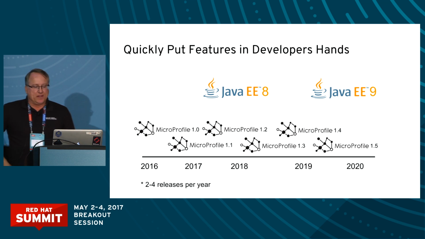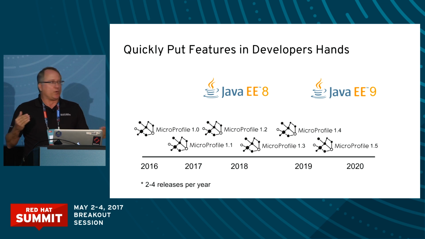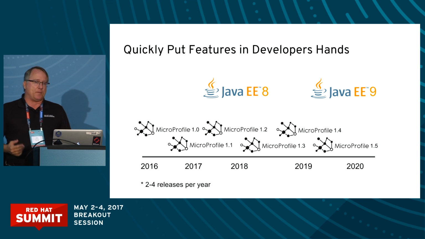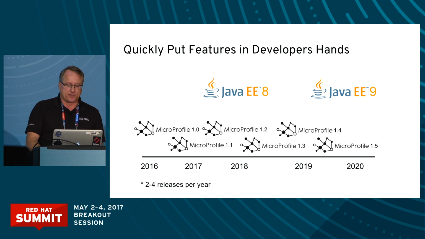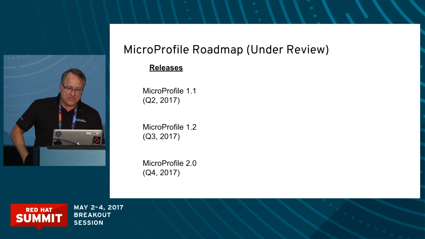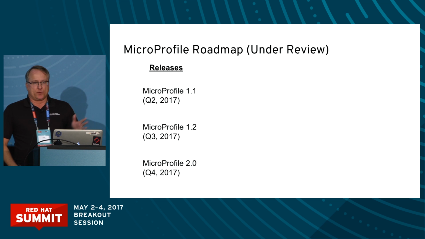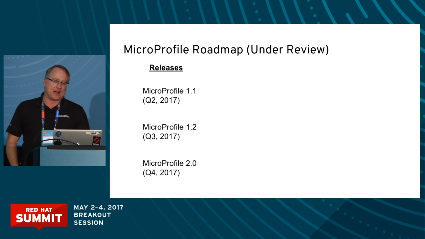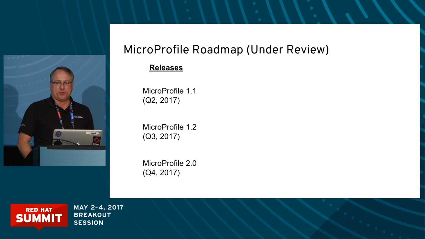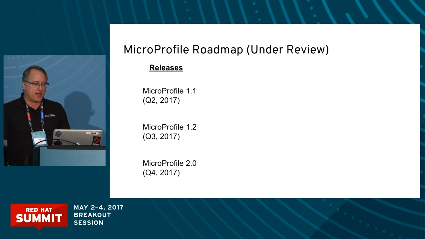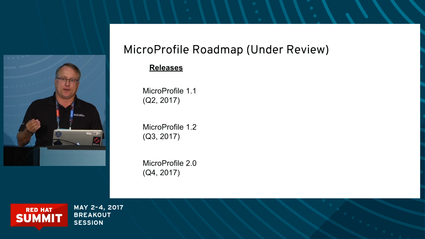And we'd like to have somewhere between 2 and 4 releases per year. We haven't formalized it per se, but you'll see in the roadmap that we're trying to stay close to that. So just to give you an idea of the roadmap, on the left-hand side here, well, it's the only side right now, is the actual schedule that we're thinking about. So in Q2, we'll have a MicroProfile 1.1, in Q3, a 1.2, and in Q4, a 2.0.